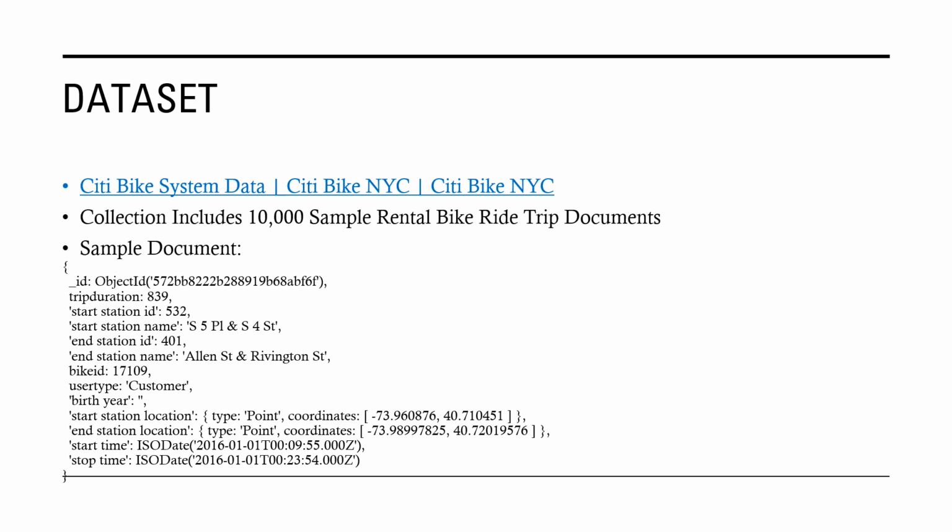bike ride, including starting and ending rental bike stations and the date time information. It also includes the bike identifier along with whether the rider was a subscriber or a pay-as-you-go customer. The document is pretty simple but does include embedded latitude and longitude coordinates for the starting and ending stations.